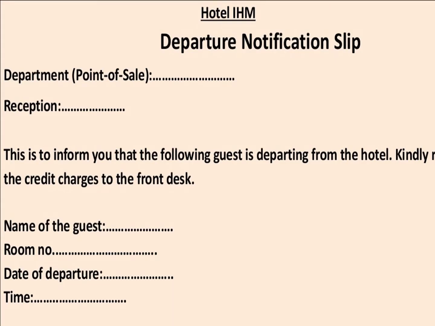Next is the departure notification slip. This slip is prepared by the front office department reception. This is to inform that the guest is departing from the hotel, and it's sent to the other departments, sub departments of the hotel. If they have any extra charges of the guest, they have to be filled and sent to the reception, so that they can be added to the guest bill.